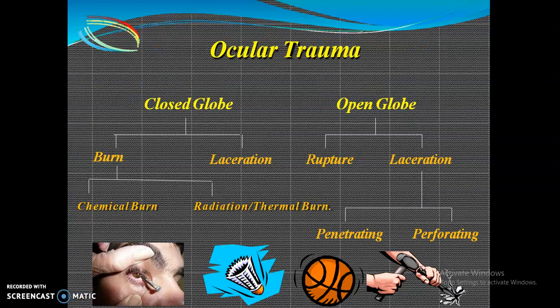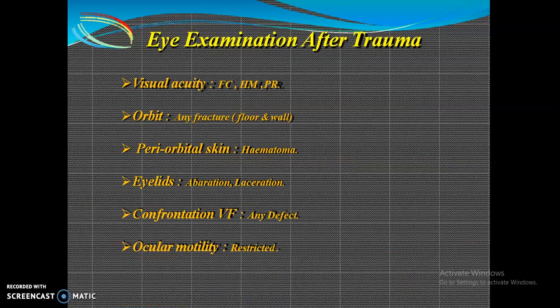And ocular trauma is divided into closed globe and open globe, depending upon the injury to the globe. Closed globe is again divided into burns and laceration. The burns may be chemical, radiation or thermal burns. And open globe means rupture of the globe or laceration, that is penetrating or perforating type of trauma. These are the other classifications.